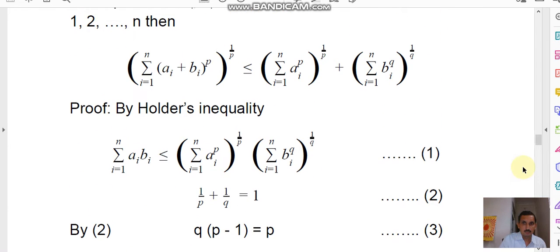So here this power is also 1 by p, and here also power p. Instead, by misprint, here it should be bi power p and whole power 1 by p.